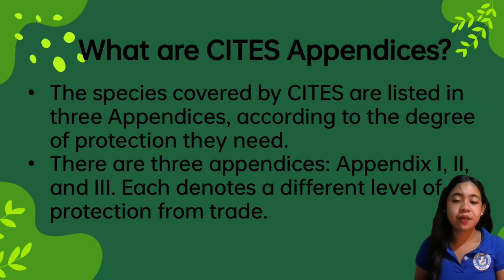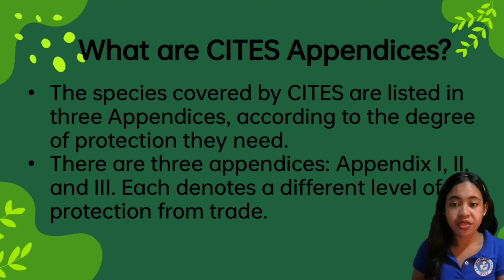So, what are the appendices of CITES? First, the species covered by CITES are listed in three appendices according to the degree of protection they need. These appendices are Appendix 1, 2, and 3, and each denotes a different level of protection from trade.